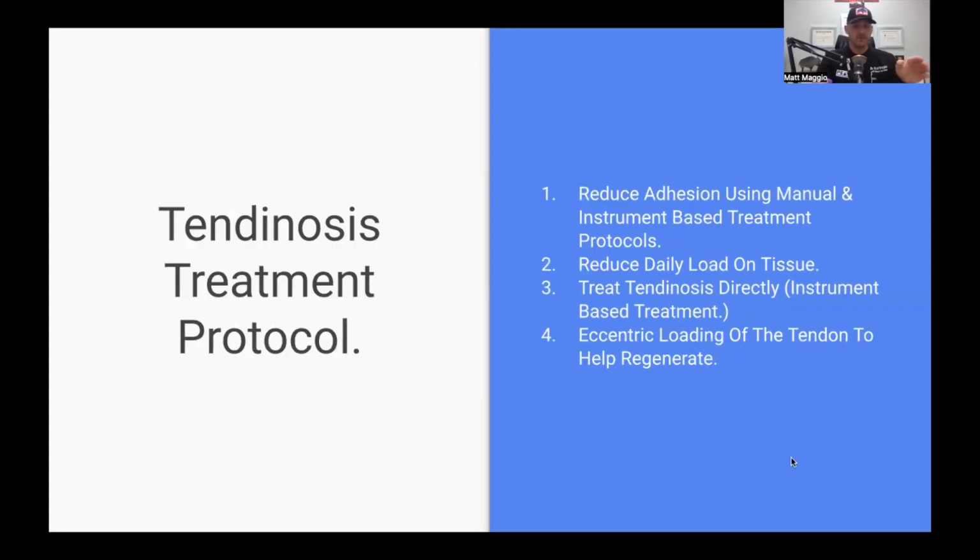So tendinosis treatment protocol, basically what we need to do is reduce the adhesion using manual and instrument-based treatment protocols, basically what I talked about, getting that radial nerve to clear up. Then we need to reduce the daily load on the tissue. Basically when a tendinosis happens, it's because they're doing too much.